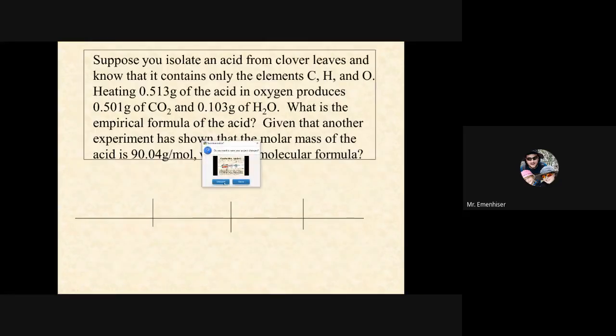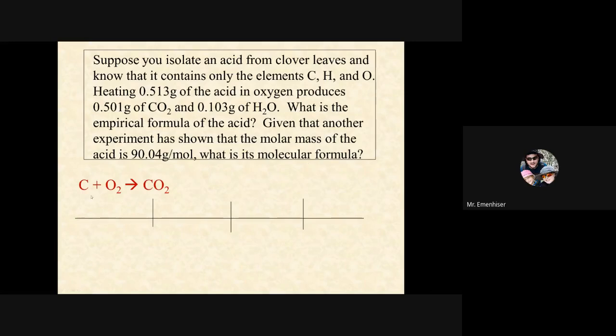All right, suppose you isolate an acid from a clover leaf, and you know that it contains only the elements carbon, hydrogen, and oxygen. We heat this much of the acid in oxygen, and it produces this much CO2, this much water. What is the empirical formula for the acid? So if you take a compound and burn it, measure the amount of CO2 and water produced, you can determine the formula for that compound. It's really cool. Okay? So we're just going to look at this question now. What is the empirical formula for the compound? There's another question here, but we'll look at it in a minute.